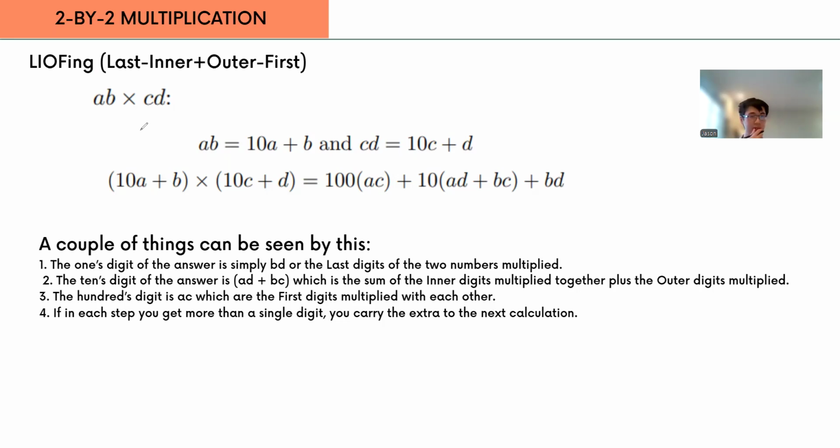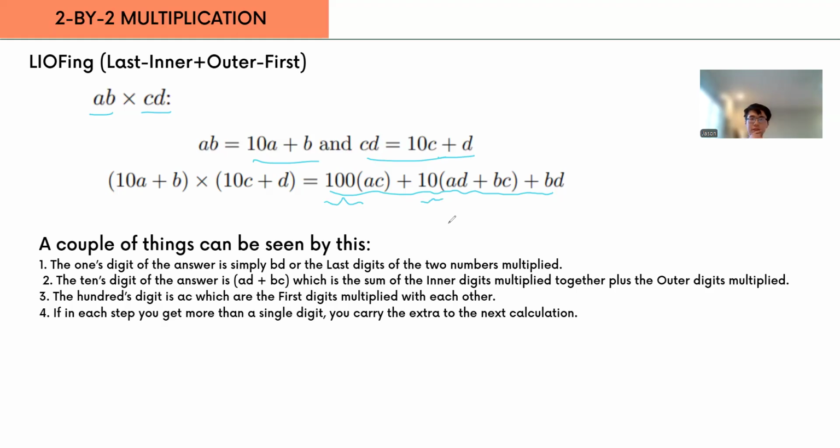If you want to multiply two two-digit numbers together in the form AB times CD, you have to notice that it expands like this, because you can write AB as 10A plus B and CD as 10C plus D. If you expand this out, this is what it would look like. The beauty of this method is that it lets you not think about this 100 and this 10.